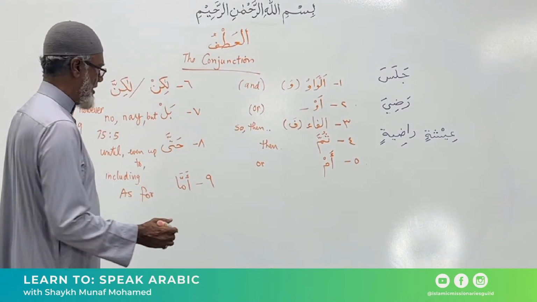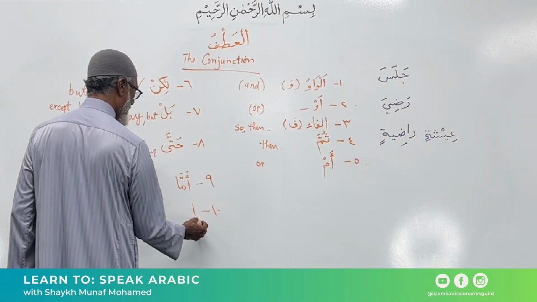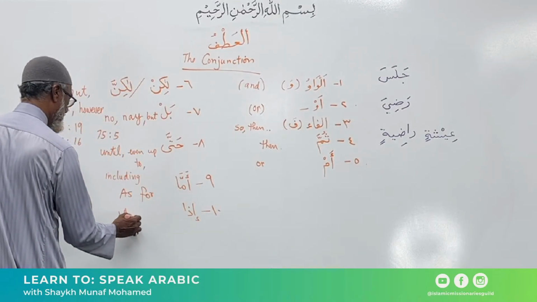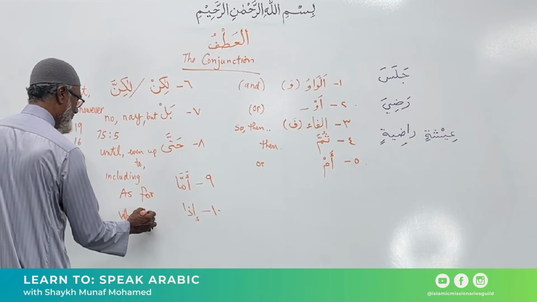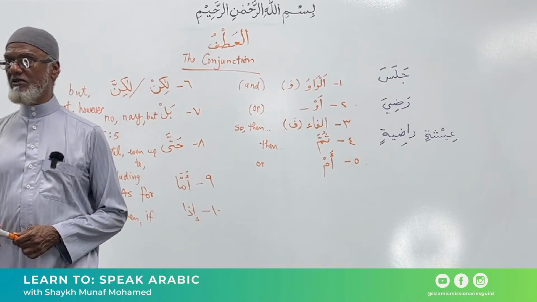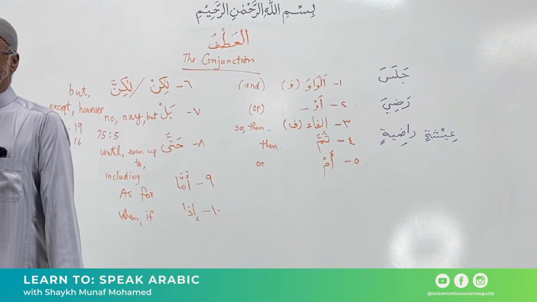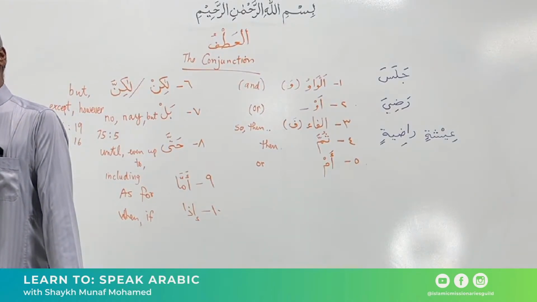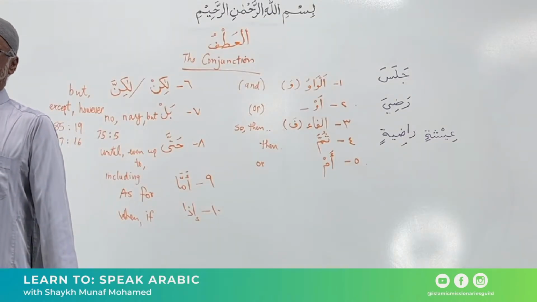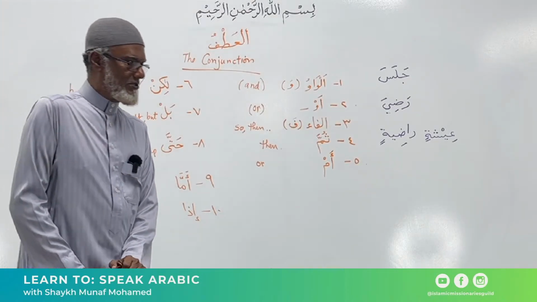And the last one is إِذَا. So number 10 is إِذَا. إِذَا means when or if. All right? You can give an example of إِذَا from the last juz of the Quran. إِذَا جَاءَ نَصْرُ اللَّهِ وَالْفَتْحِ, إِذَا الشَّمْسُ كُوِّرَتْ, إِذَا زُلْزِلَتِ الْأَرْضُ زِلْزَالَهَا. Right? It's a conjunction.